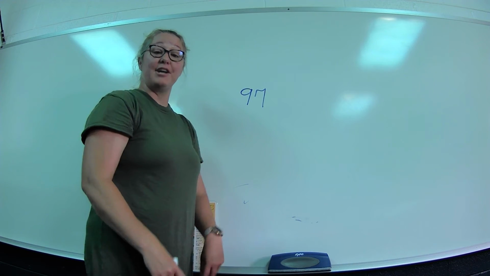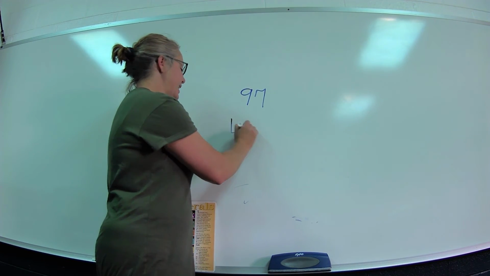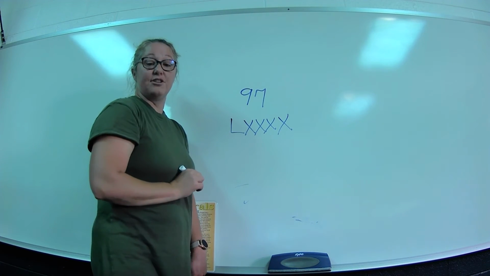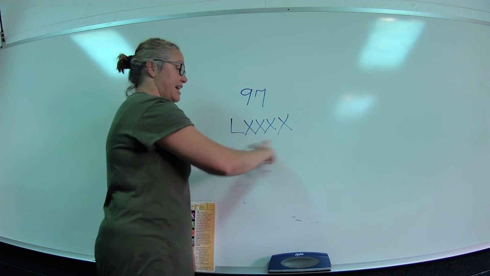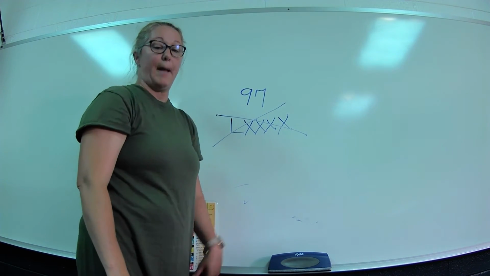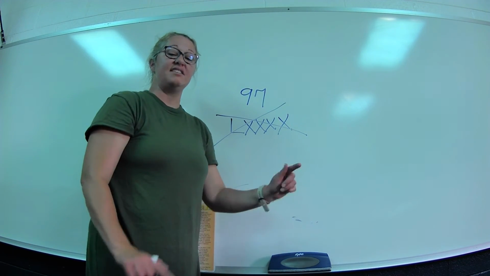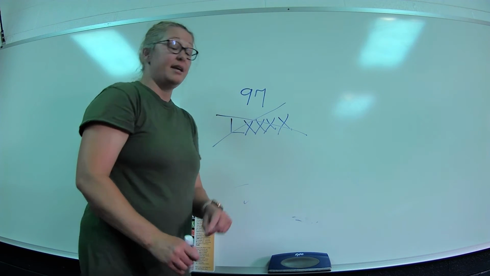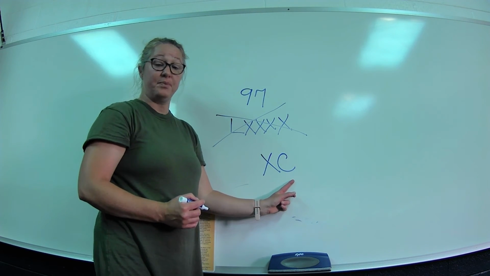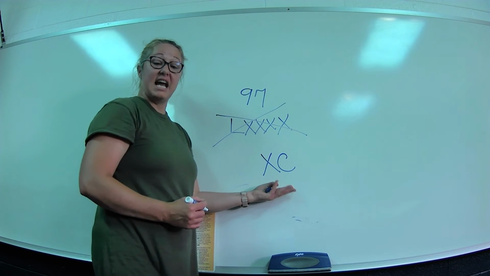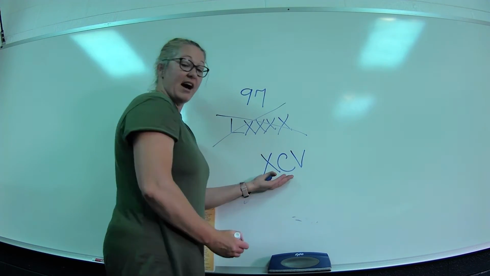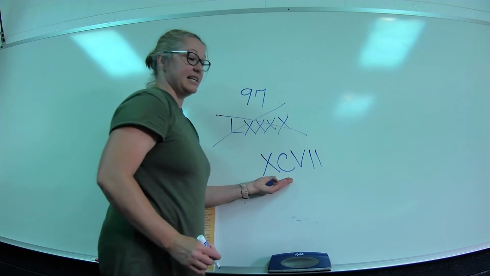First I have to figure out how to do 90. Well, I can't go 50, 60, 70, 80. Remember, that won't equal 90 because I can't have more than 3 of the same Roman numeral together. So let's scratch that and think. What is 90? 90 is 10 less than 100. We know C was 100, and if I have 10 less than 100, now I have 90. I want to do 97. So here's 90. There's 95, 96, 97.